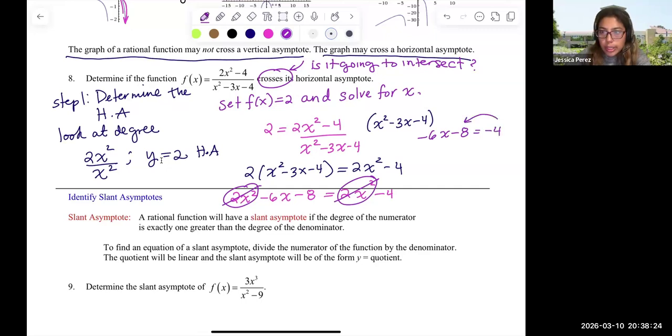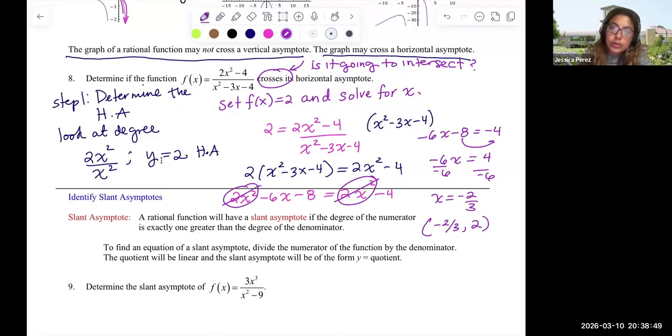You bring the negative 8 to the other side. So it's negative 6x is equal to positive 4. And then divide both sides by negative 6. You get x is equal to negative 2/3. So you're going to cross at negative 2/3 comma 2. So yes, it will cross the horizontal asymptote.